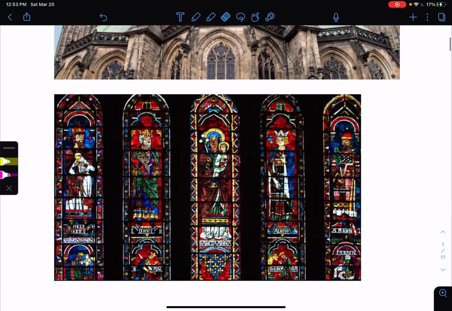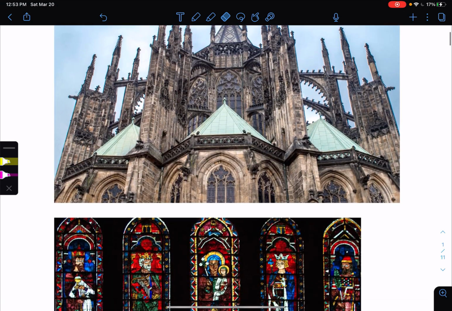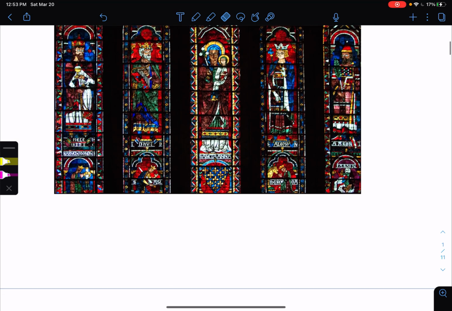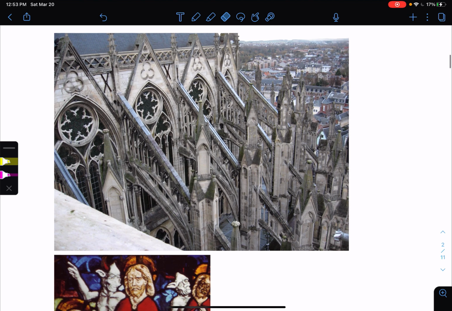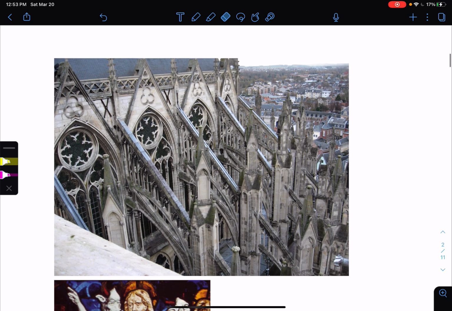Okay. So again, these are Gothic churches. That does not mean that Renaissance churches do not have stained glass. They just have less. Here's a perfect example of what a flying buttress is. This is the flying buttress right here. Okay. So again, a buttress is something that supports something, right? And in this case, it looks like it's flying because it's in the air. So this is another example.